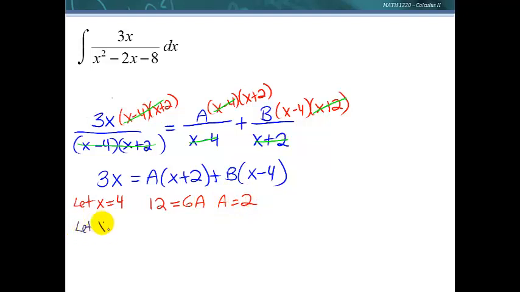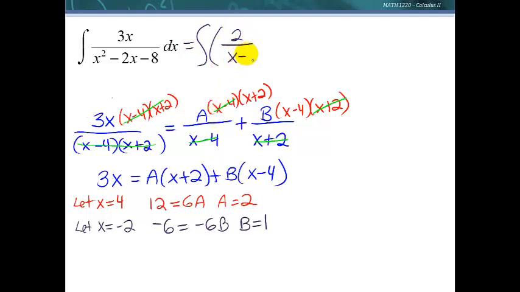Now I'm going to let x equal negative 2. That would zero out this a piece. Putting a negative 2 in here, I'd have negative 6 equal, that part's gone, negative 2 minus 4, so this would be negative 6b. Dividing by negative 6, b would equal 1. So I can go back up here to my integral now, and I can express this as partial fractions. A was 2, so that's going to be 2 over x minus 4, because here was my piece of that, plus b was 1, so 1 over x plus 2 dx.